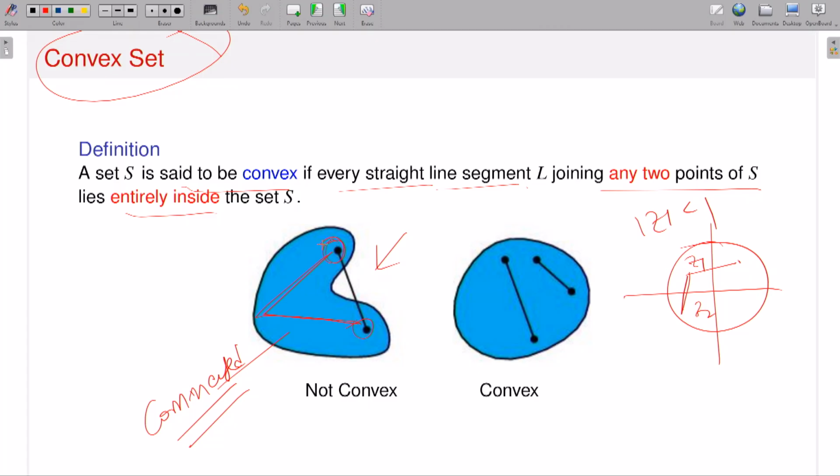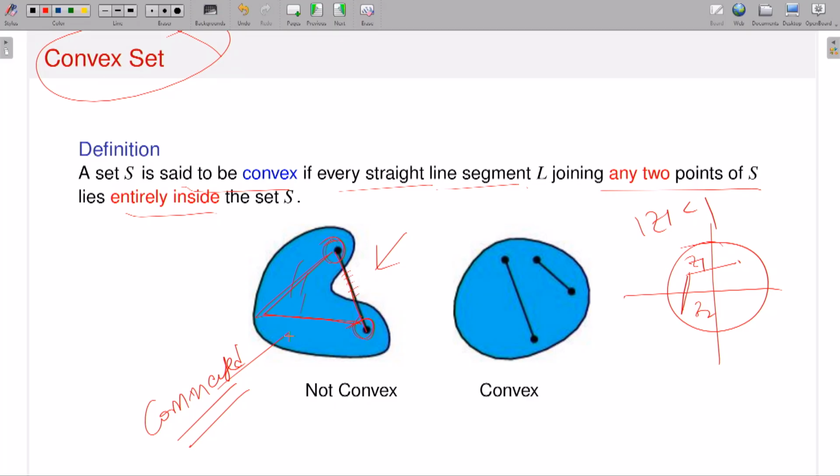Why? Because if I take this point and this point, I need to see whether the line segment joining these two points fully lies inside that set or not. Now draw a line. This is the line segment between these two points, but this is the portion which does not lie inside the set. Therefore this set is not convex, but it is connected. So a convex set is again very strong.